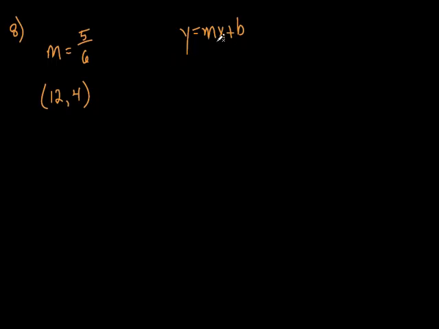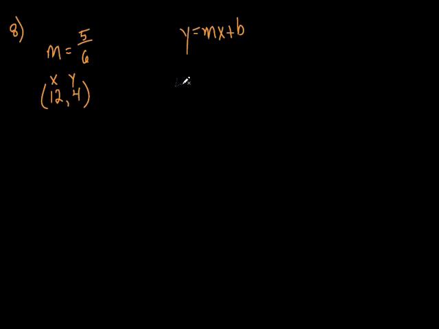And now I need to plug stuff in. Plug 5/6 in for the m, that's easy. But where do I put that 12? In for the x. That's right, because this ordered pair goes x, y. So the 12 goes in for the x, the 4 goes in for the y, the 5/6 goes in for the m. And then what do I solve for? Solve for b. So let's do that.